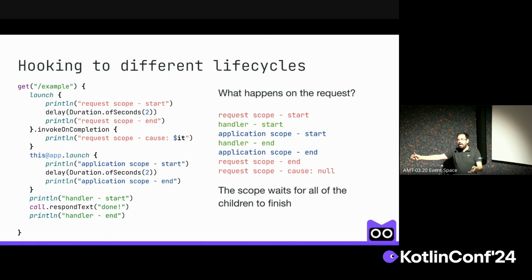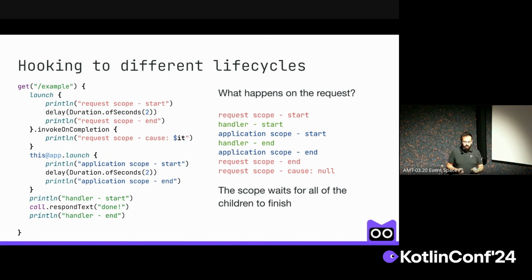So that means we are actually sending done through the wire. And then we are going to actually wait for 2 seconds. And 2 seconds later, we're going to see application scope and request scope end. So both will end. We don't know the order, but both will end. And then we will see that we will invoke this onCompletion thing and have the request scope cause null. And this null means that we are actually waiting in the usual way. So this is not canceled. This is just ending in the normal fashion with a successful completion.